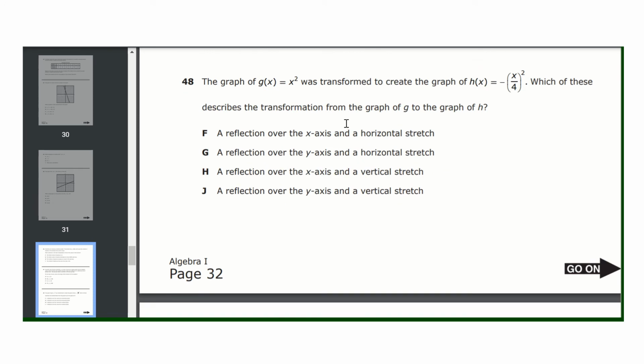48. The graph of g of x equals x squared was transformed to create the graph of h of x equals negative x over 4, squared. Which of these describes the transformation from the graph of g to the graph of h? F, a reflection over the x-axis and a horizontal stretch. G, a reflection over the y-axis and a horizontal stretch. H, a reflection over the x-axis and a horizontal stretch. Or J, a reflection over the y-axis and a vertical stretch.